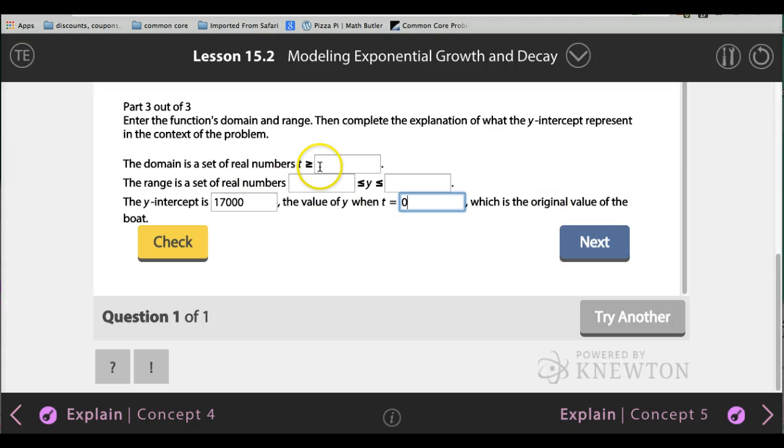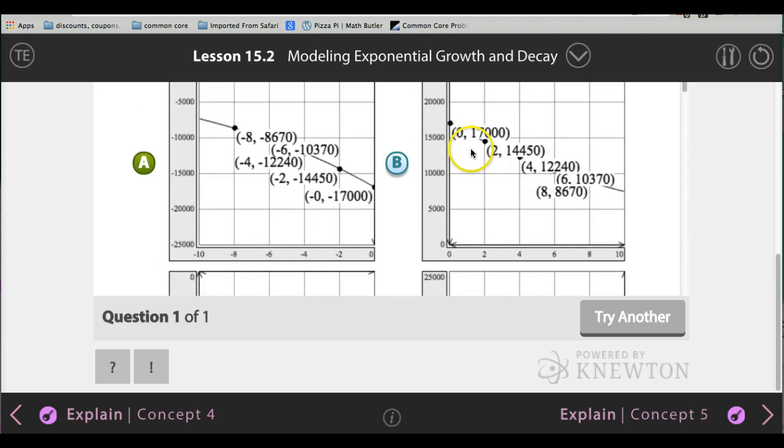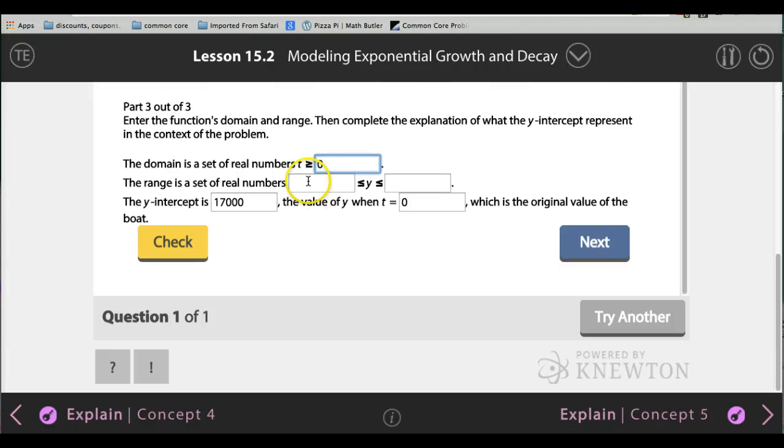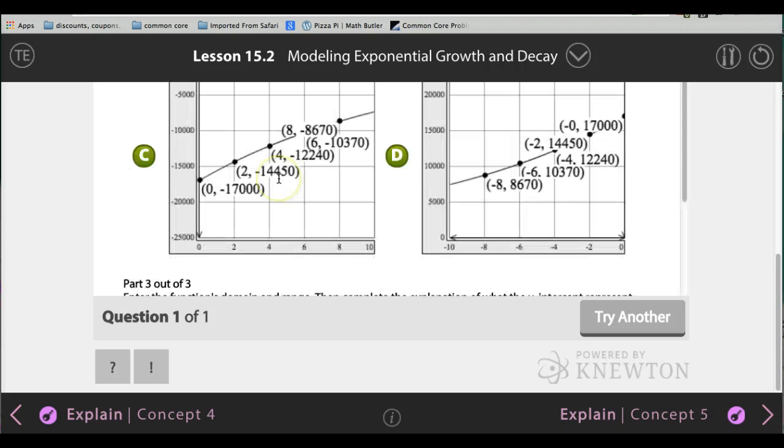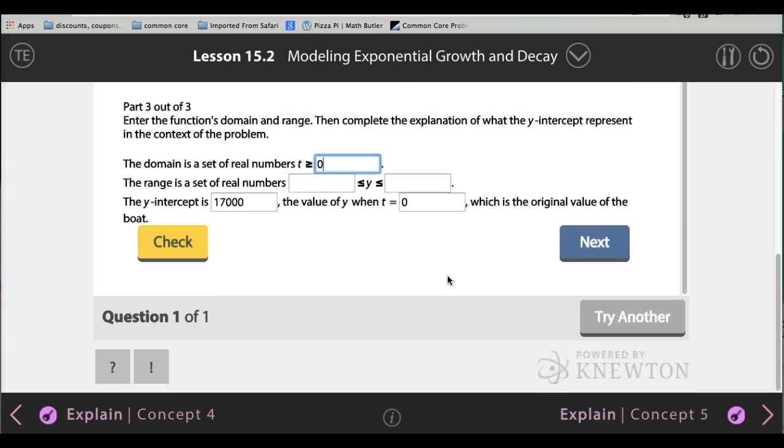Which is the original value, okay? The domain is what? So time is going to start from 0, okay? So the domain means the x value. So if you look in the graph, you start with 0 because you cannot have -1 days. You start with 0 and keep going on and on and on, right? And the range is a set of real numbers. Just so you know, range means the y values, okay? And so when we talk about the y values, we're talking about how much the boat costs, right? So can you have negative dollars? No. So you can only start from $0 and up.